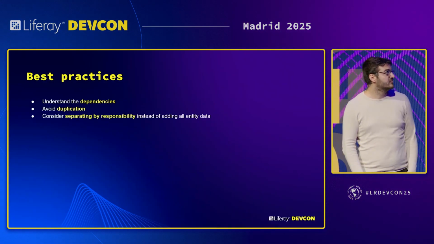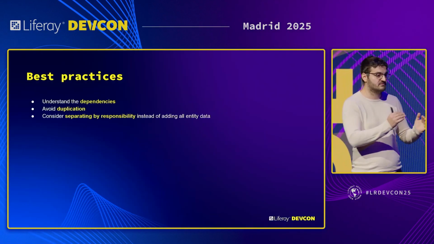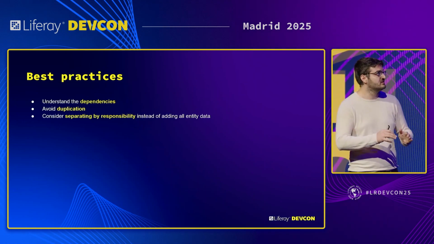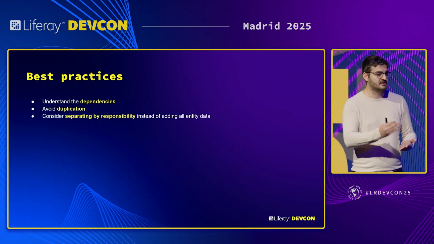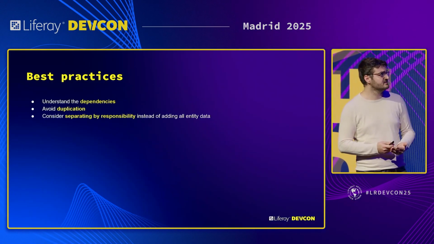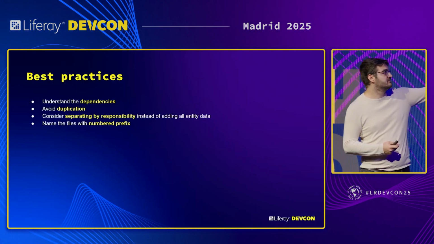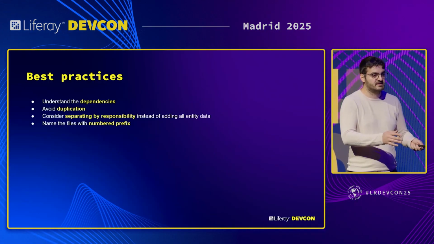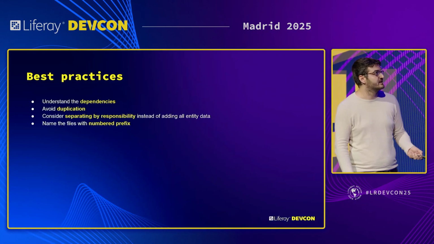Consider separating by responsibility. That's an idea that we had, that if we separate responsibilities in each import task, we will end up with a solution that doesn't overcomplicate for the batch engine the solving of these dependencies, and we will be solving it manually. Also, name the files with numbered prefix. It's the best solution. You can make it in alphabetical order if you want, but a numbered prefix is the best way to make it.